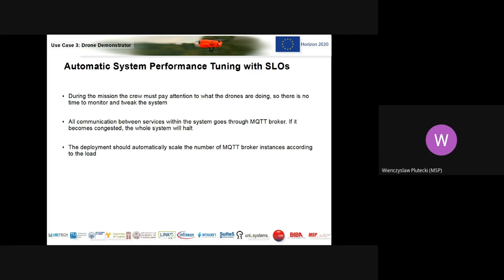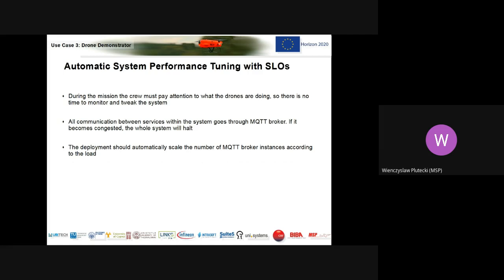Also, as we already talked about, we don't want to pay attention to what the system is doing. We want to pay attention to the drones and the data quality. We don't want to miss any spots, because this will cause a lot of costs. If we find a missing spot in the collected data, we have to go back to the field, deploy everything again, and redo the mission, at least part of it. So the system should pay attention to itself automatically.